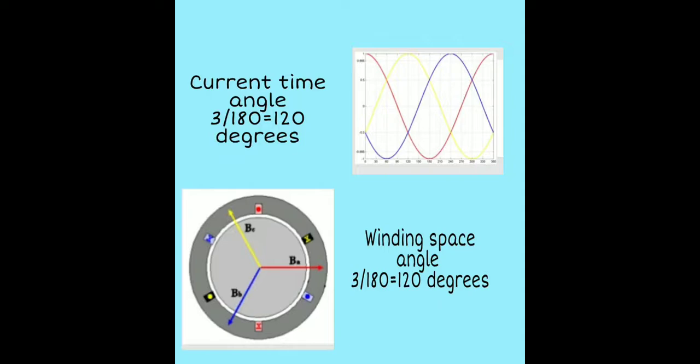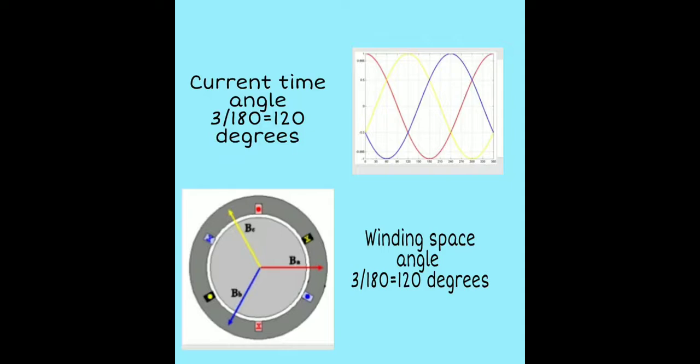And for the current time angle, in the windings the currents flow with a 120 degrees phase shift. So the current and winding angles, the space angle and time angles, are the same, and only then will a rotating magnetic field be developed.